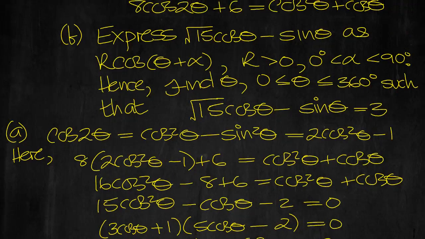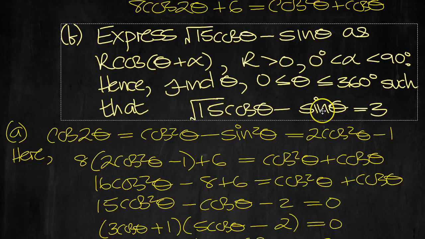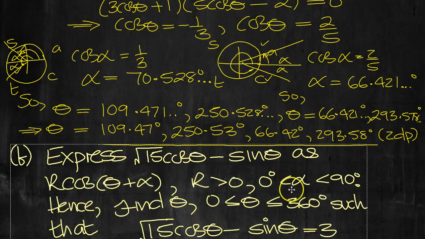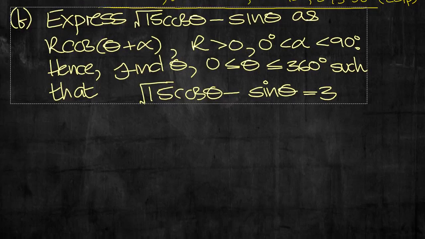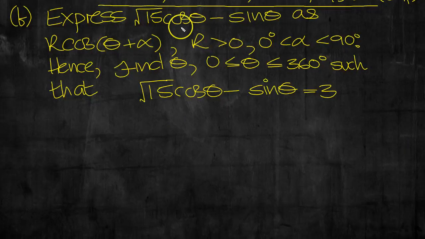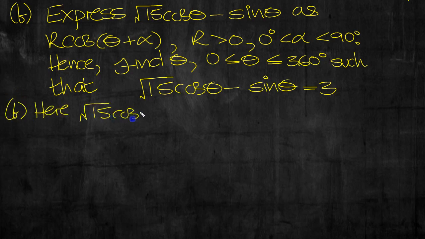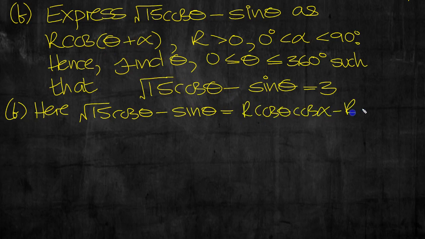Now we do part B. I'm going to move this down and have a look at part B now. So let's take part B and let's have a look at it down the page. Okay, put it in here. Let's have a go at it. Right, so express this as this. Okay, so part B, here, root 15 cosine theta minus sine theta is equal to this, cos minus sine, isn't it? R cosine theta cosine alpha minus R sine theta sine alpha.